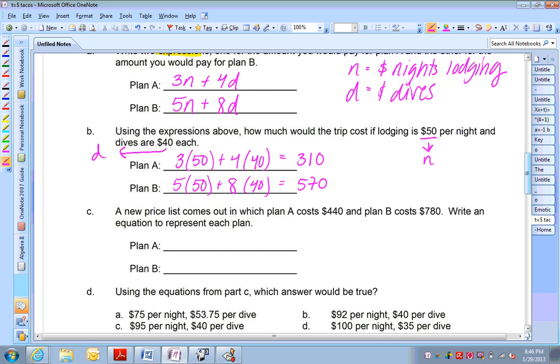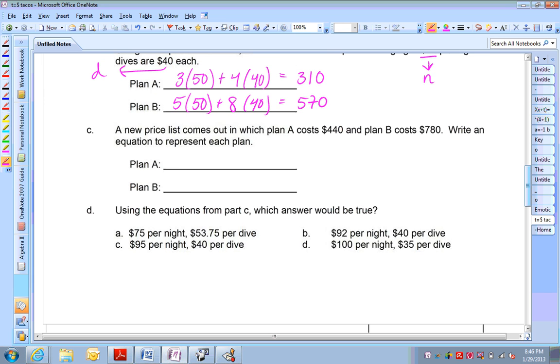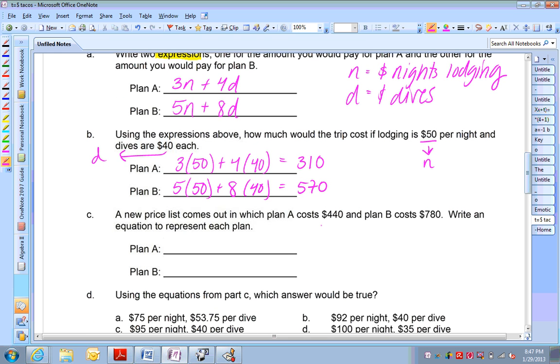Okay? So, part C. A new price list comes out in which plan A costs $440 and plan B costs $780. Write an equation to represent each plan. So just like in the Mexican dinner problem, we are going to take the expressions that we wrote down in part A and set them equal to the cost in the price list. So, for plan A, we have 3 nights plus 4 dives, and they're telling us it costs $440. For plan B, we get 5 nights and 8 dives, and the cost comes to a total of $780.